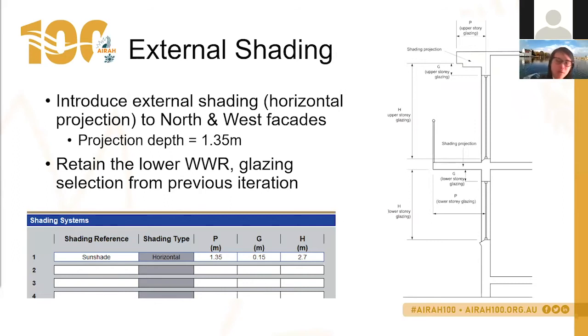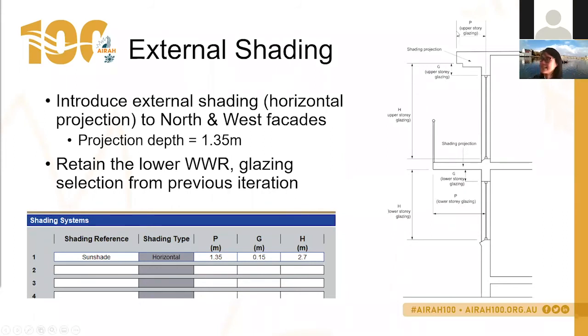So what we then decided to do is to introduce some external shading. If you really wanted to, you could probably try to keep reducing your window to wall ratio, because now you have less window. It means that you've got, I guess, less solar admittance through the windows. But what we did here was to introduce external shading. So we introduced some sunshades. So it needs to be horizontal shading.